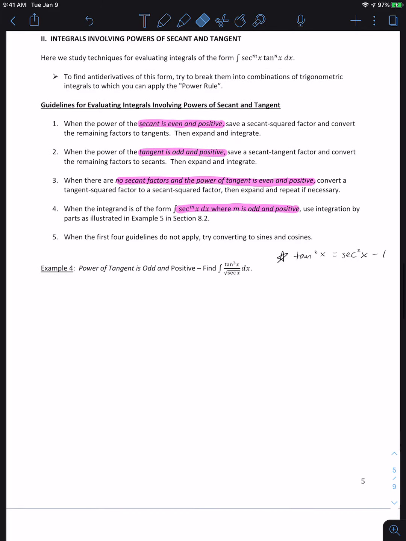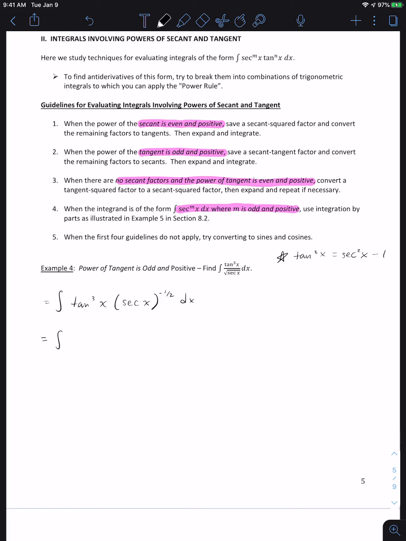Okay, so the power of tangent is odd and positive. What are we going to do? Tangent is odd and positive. That's guideline 2. We're going to save a secant tangent, right? So to save a secant tangent, we're going to first rewrite this with the power of secant up in the numerator, right? So this looks like tangent cubed x, and then secant x, and if it's a square root in the denominator, it would be to the negative 1/2 x dx.